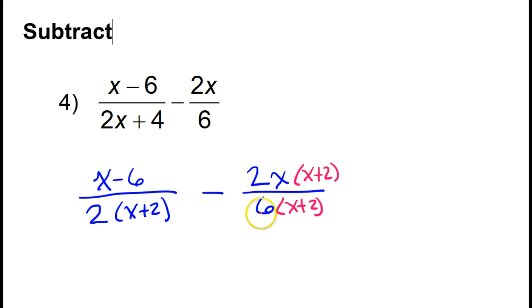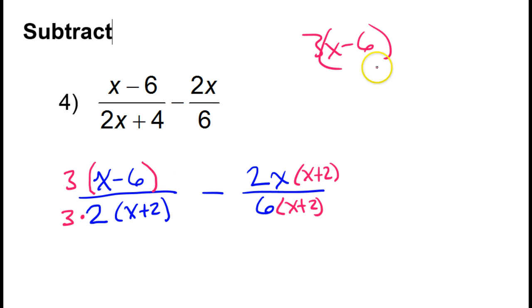Now this is a 2, but this is a 6. Now if I could turn the 2 into a 6, that would be great. And it turns out I can. If I multiply this by 3, then poof, now it's a 6. Now I can do that as long as I multiply by 3 up here as well. But if I do that, I need to use parentheses because I'm going to have to distribute. So don't just put a 3 up here and have it looking like 3x minus 6. That's wrong. It's 3 times the whole numerator, x minus 6. I'm going to have to distribute. In fact, now is the time to distribute.